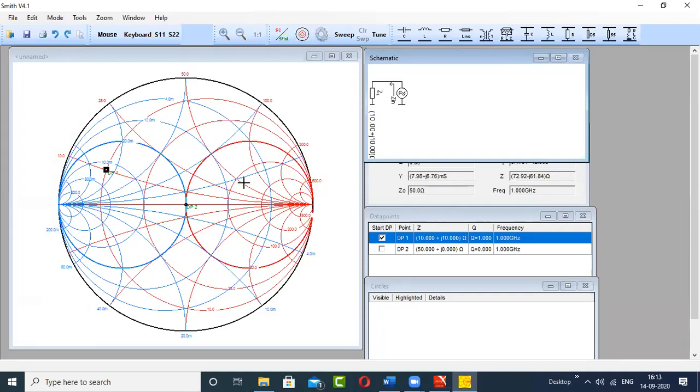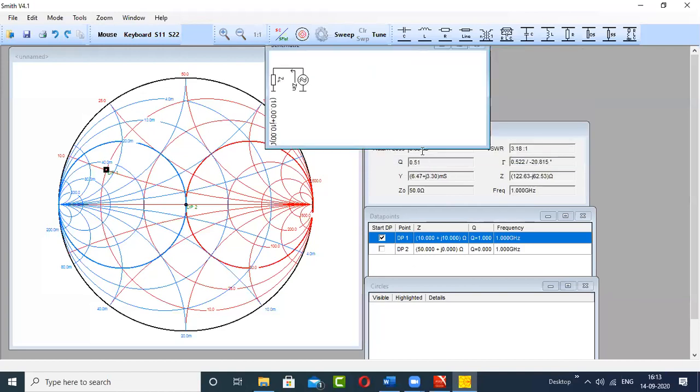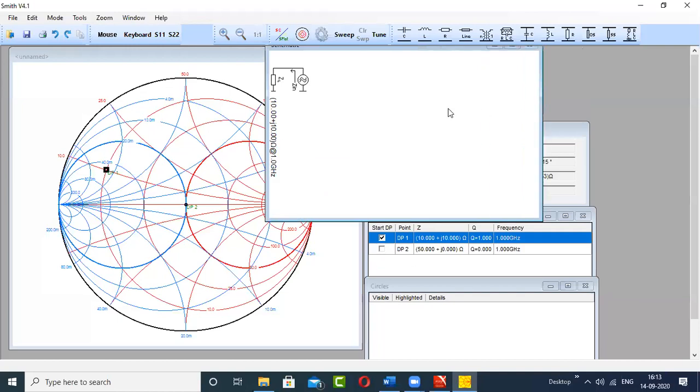Now your goal is what? To convert this 10 plus J 10 ohm into 50 ohm. Okay. Now you can refer to this circuit diagram here. You can see that the load impedance is 10 plus J 10 at 1 gigahertz. So frequency has to be correct. If you don't have the correct frequency, your answer is going to vary, because the reactance is a function of frequency. Resistance is independent of frequency, but the reactance is a function of frequency. So if you're not working at the correct frequency, you will get a different answer.